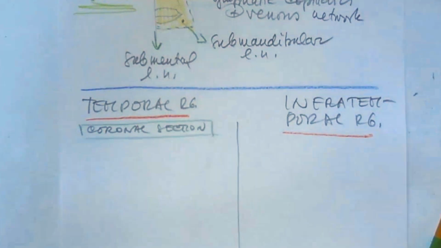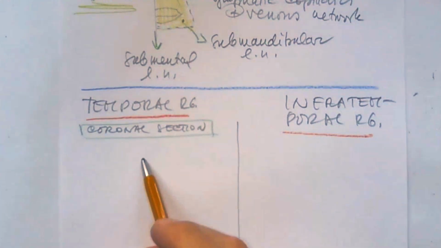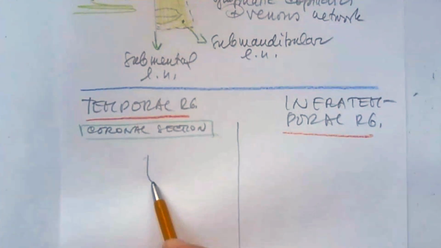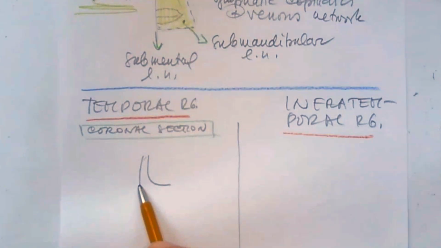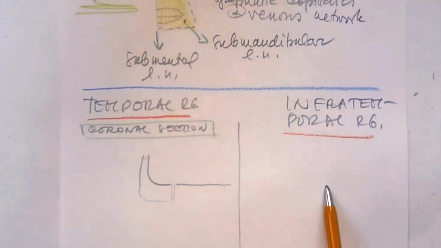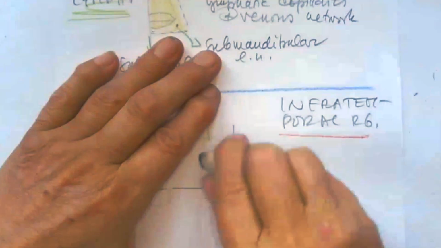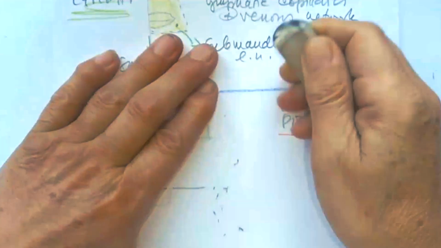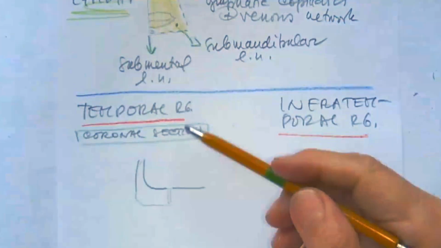This coronal section shows the temporal squama opening for the mandibular nerve. It is too wide, it must be smaller. So now it's better.